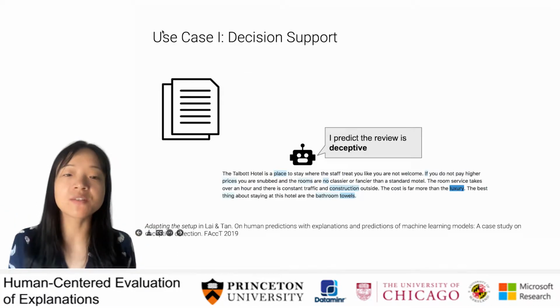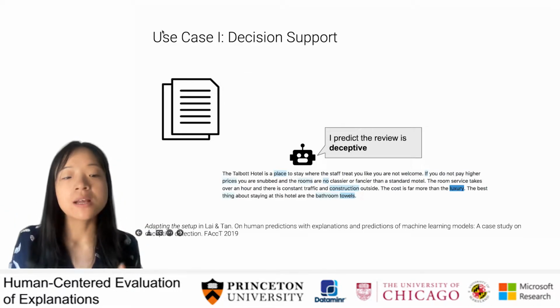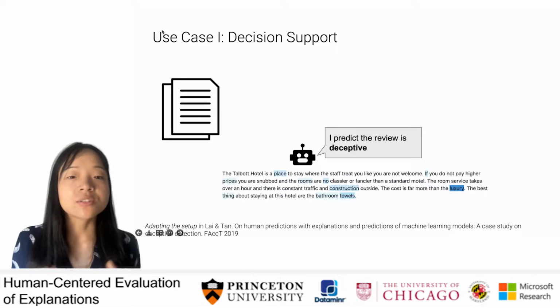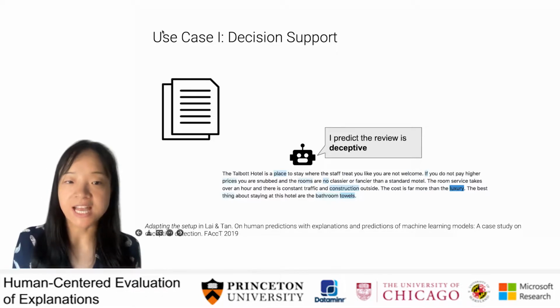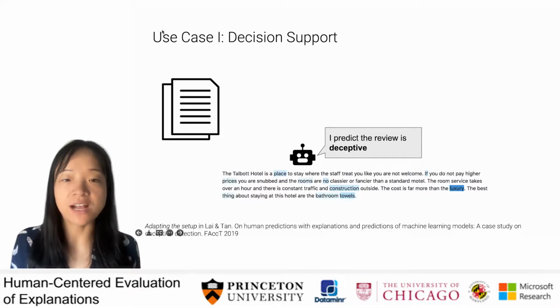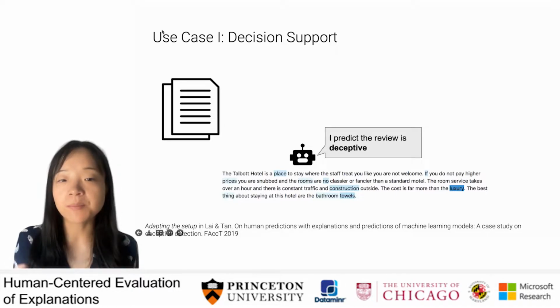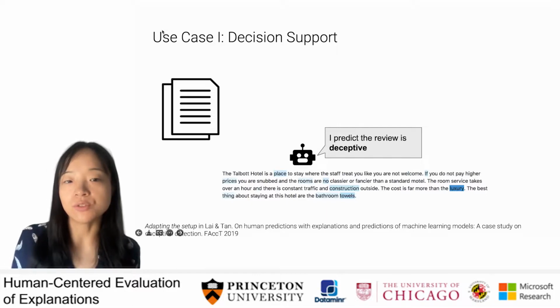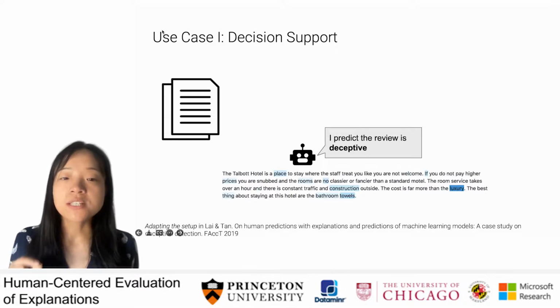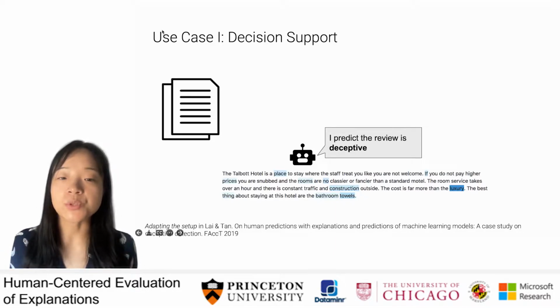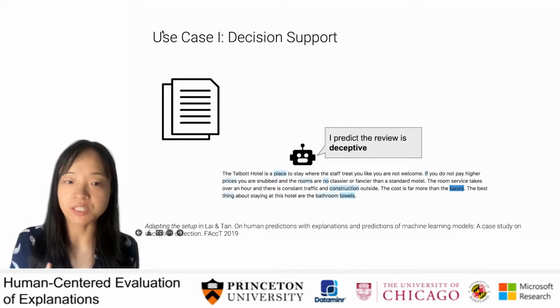So let's start from the first common use case of explanation, decision support. I will adapt the setup in Lai and Tan's FAccT 2019 paper. The study used a deception detection task to study the effect of input attribution explanation to support human decision makers to judge if online reviews are deceptive. Recall this kind of explanation highlights the keywords in the content as the difference maker that leads the AI to predict whether the review is deceptive or not.